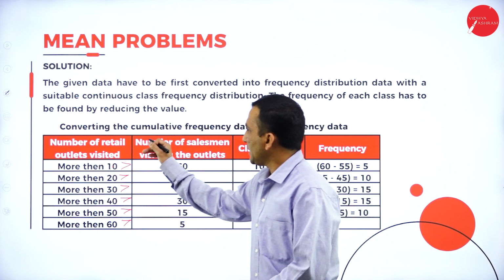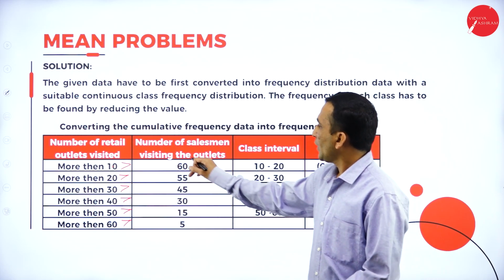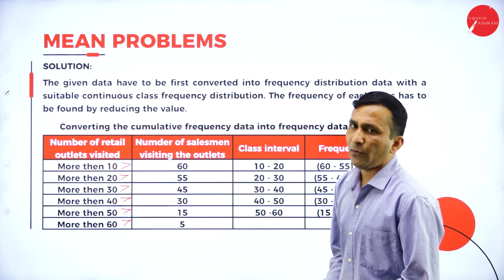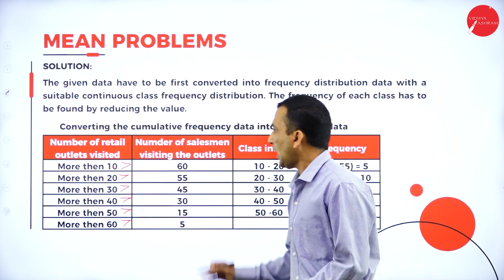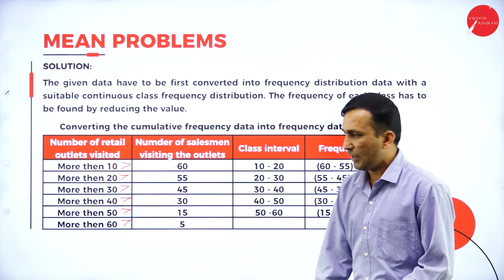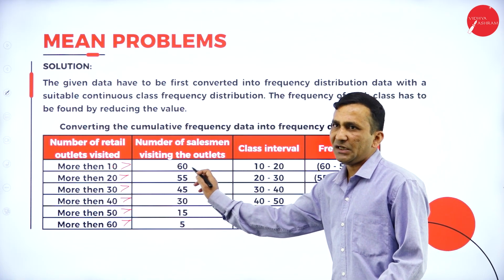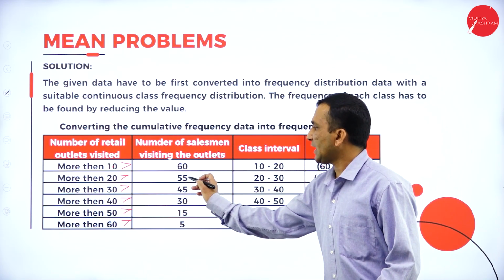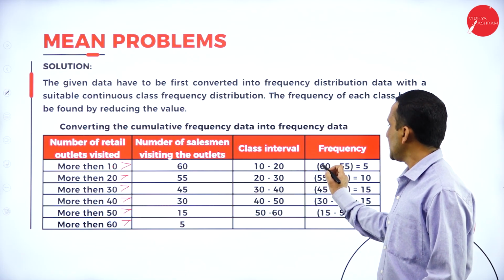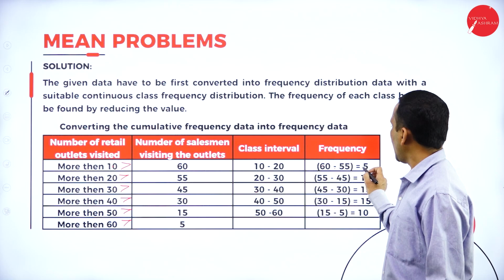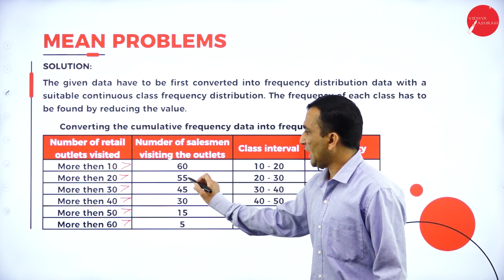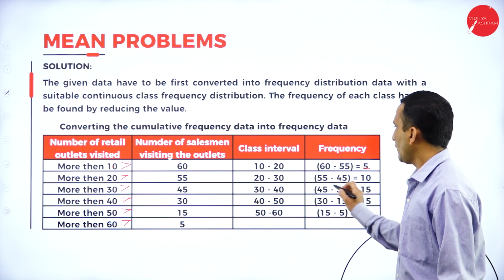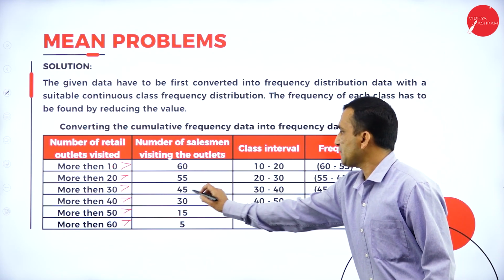Now look at this. The question gives the cumulative frequency, but I want to do the problem with the help of the frequency, so I want to convert it. The conversion process is very simple. From the first cumulative frequency, 60, I subtract the second, 55. 60 minus 55 gives 5. The same for the second class: 55 minus the third class frequency, 45.